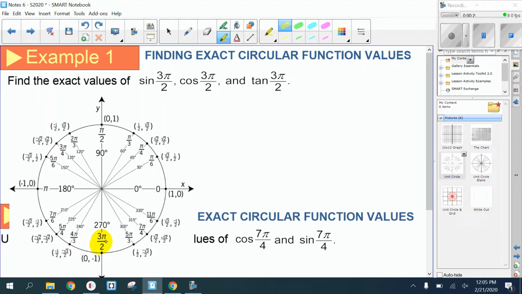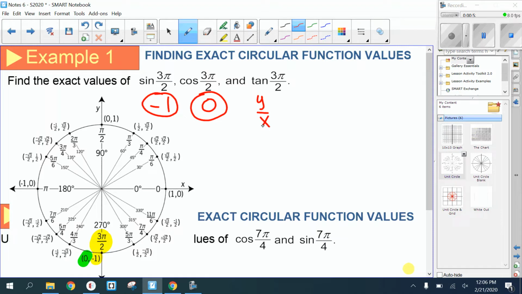And if you're finding sine, you know sine is the y coordinate. So sine 3 pi over 2 would equal that y coordinate, -1. And if I did cosine of 3 pi over 2, I'm looking at the x coordinate. So cosine 3 pi over 2 is 0. And then tangent at 3 pi over 2, we know tangent is y over x. So if you did the y coordinate over the x coordinate, you get a 0 on the bottom. That's going to be undefined.